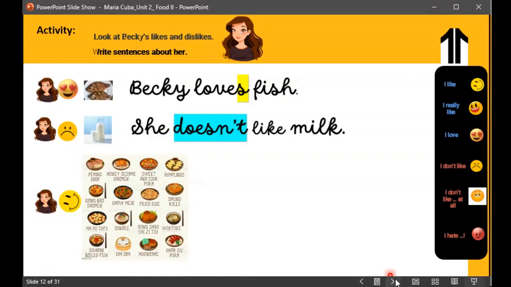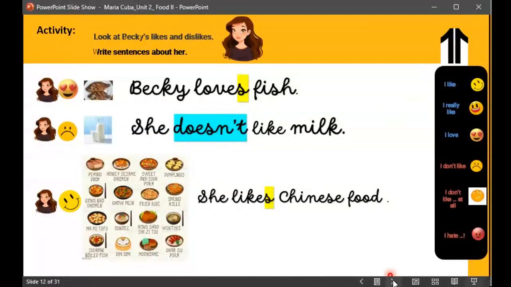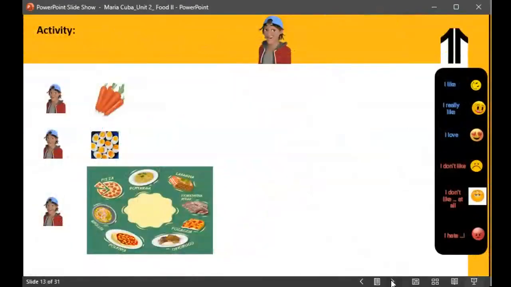Oh, let's check. Chinese. Good, Chinese. Good, Pablo. Good, Daniela. She likes Chinese food. Excellent, Chinese food. And don't forget that you need to use capital letters for nationalities, okay, and for languages. Very good. Let's continue now with Tom.